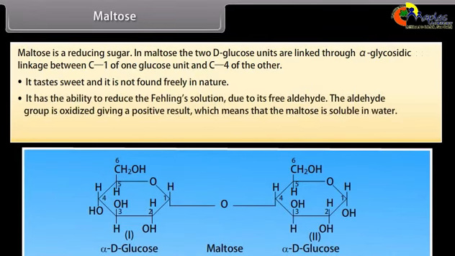It has the ability to reduce Fehling's solution due to its free aldehyde. The aldehyde group is oxidized, giving a positive result, which means that maltose is a reducing sugar. It is soluble in water, and in aqueous solution, it exhibits mutarotation.